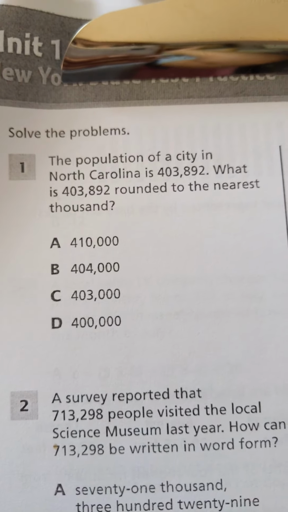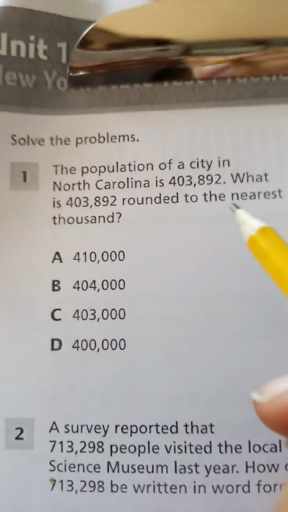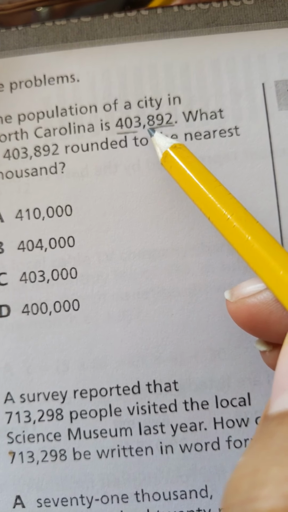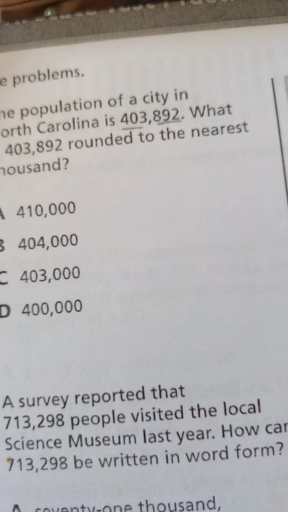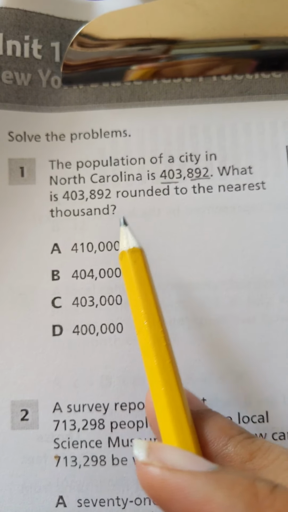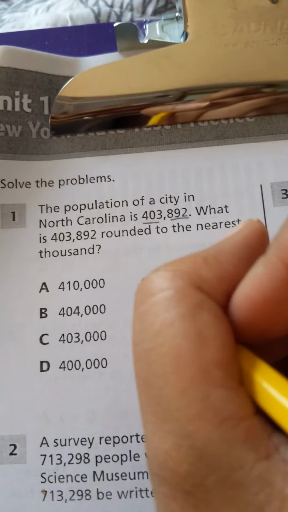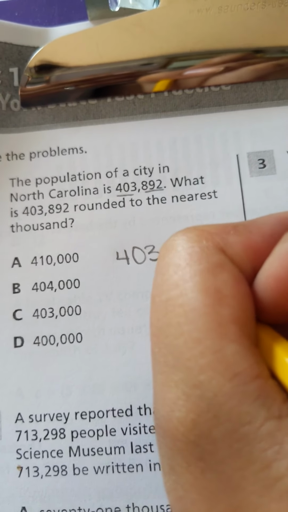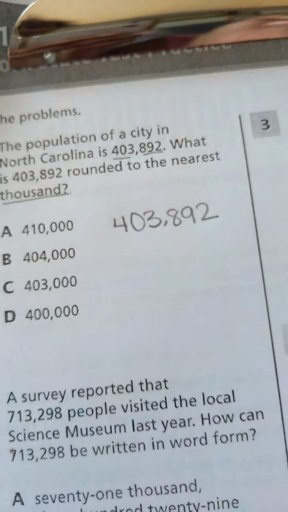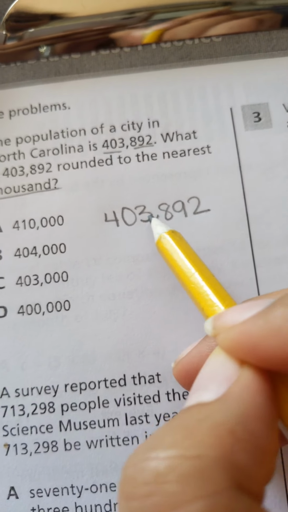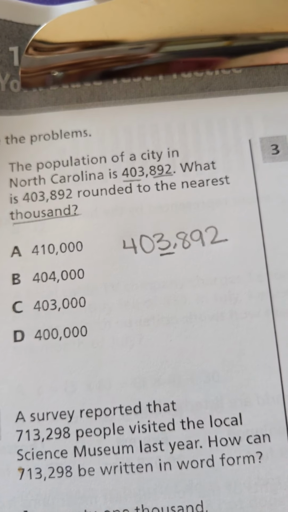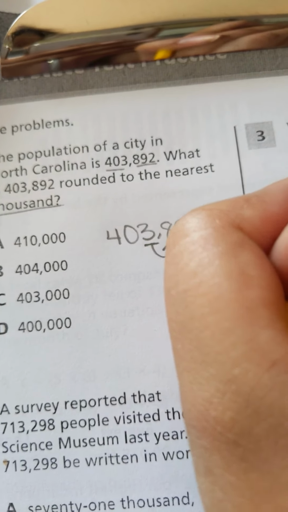The population of a city in North Carolina is, remember we talk around the comma, 403,892. What is 403,892 rounded to the nearest thousand? So I'm going to write my number. I'm going to underline the nearest thousand. Ones, tens, hundreds, thousands. Okay. Underline and look behind.